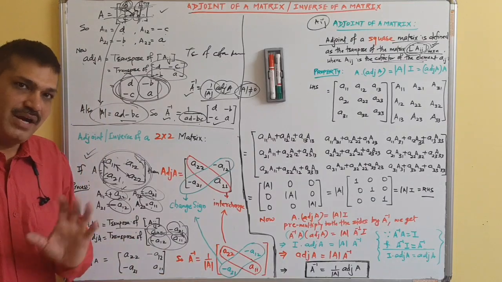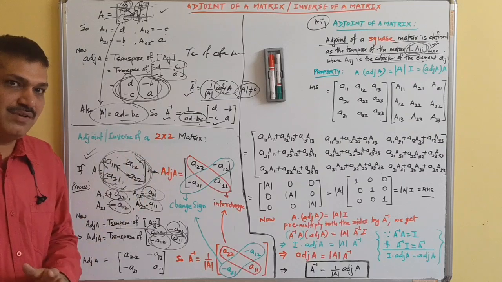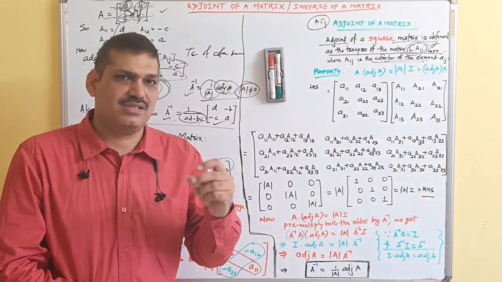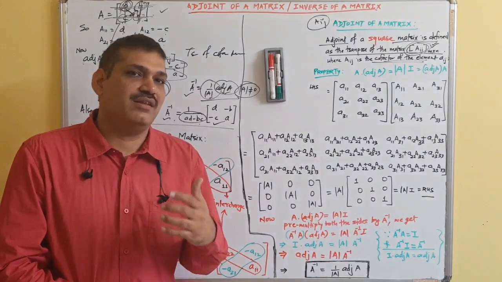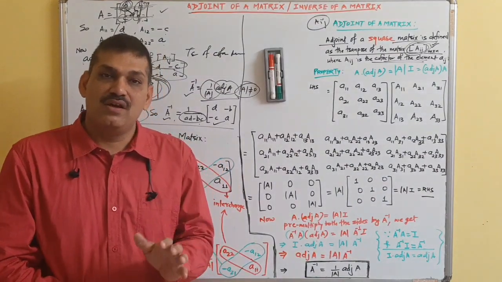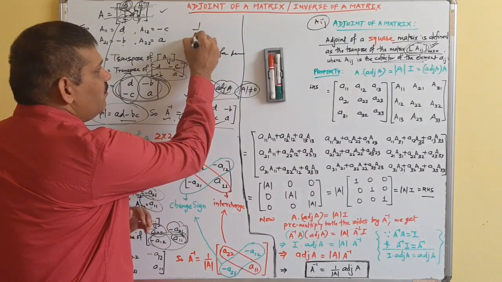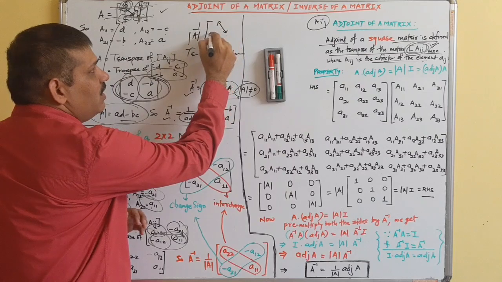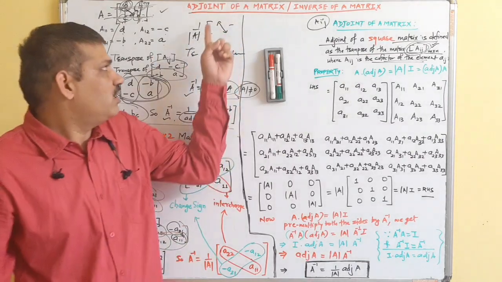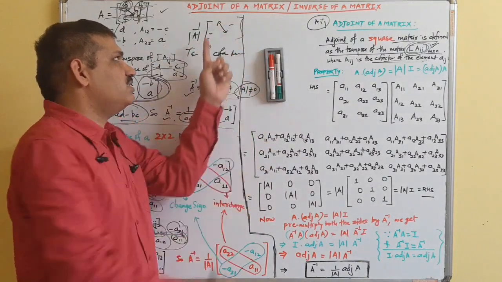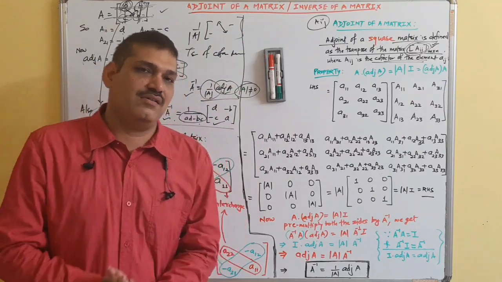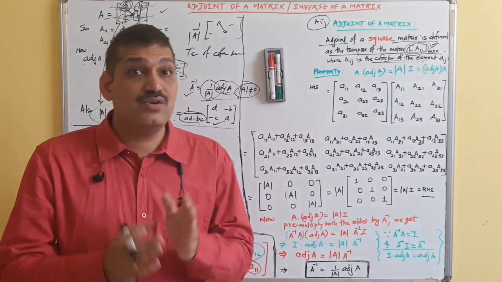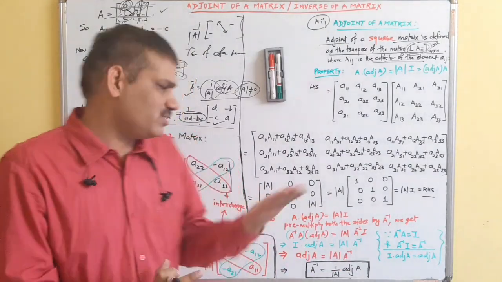In the previous chapter we used elementary transformations, and it took a lot of time. Here, by observation, you can find the inverse. What you have to do is take 1 upon determinant A times the matrix in which you interchange the leading diagonal elements and change the sign of the non-leading diagonal elements. That is how we find the inverse of a 2 by 2 matrix. The process is very simple.